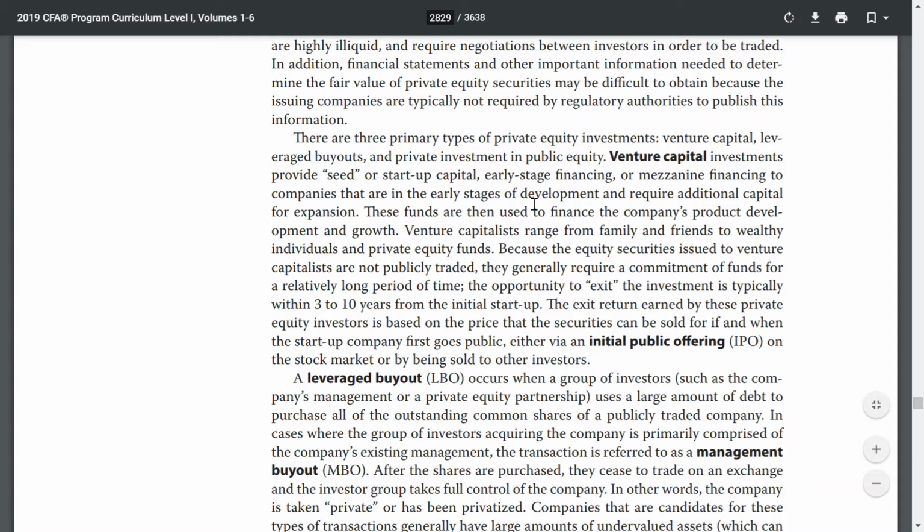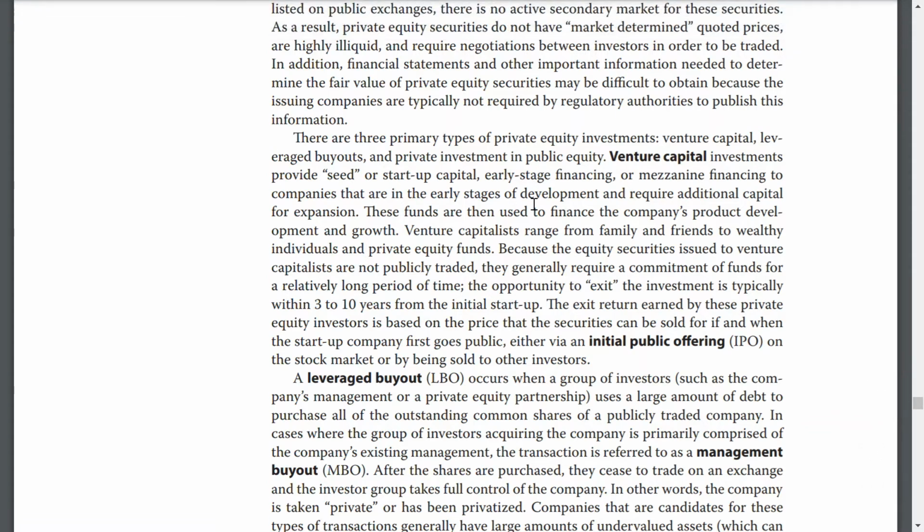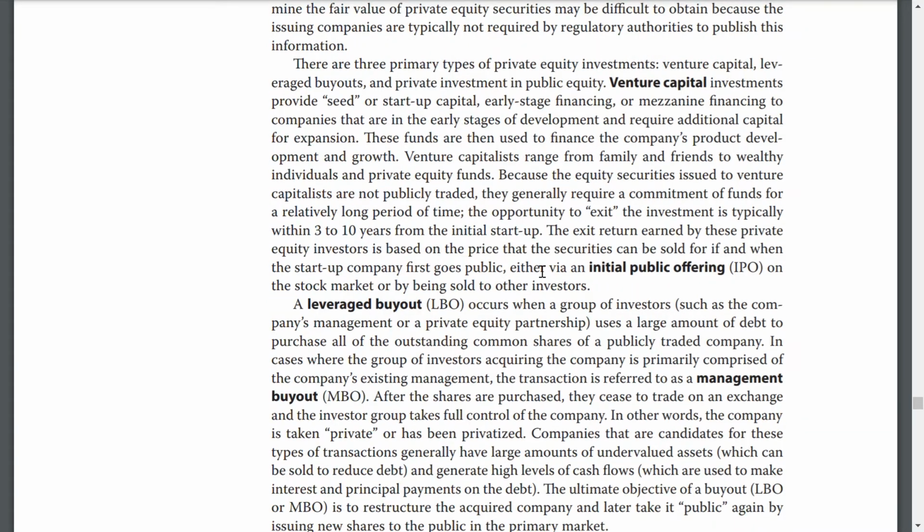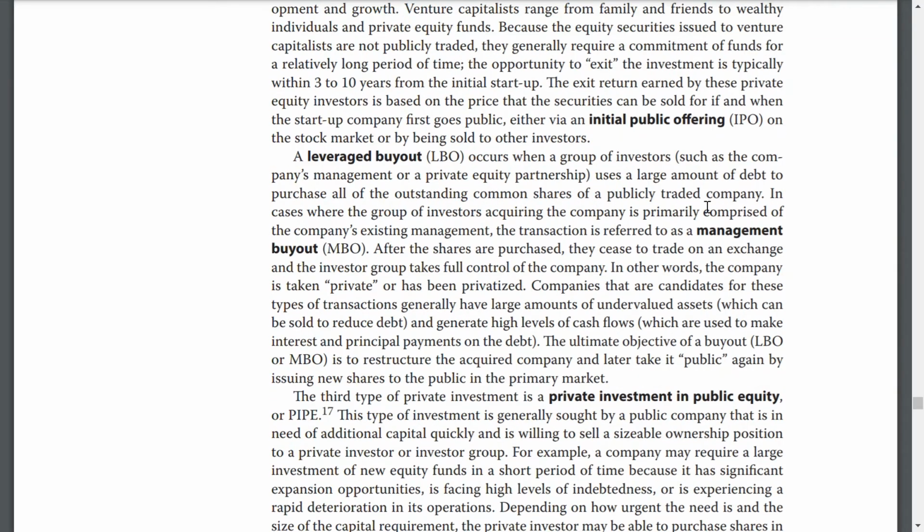Early stage development and acquiring additional capital. Leveraged buyouts, or LBOs, occur when a group of investors use a large amount of debt to purchase all of the outstanding common shares of a publicly traded company. In cases where the group of investors acquiring the company is primarily comprised of the company's existing management, the transaction is referred to as a management buyout, or MBO.